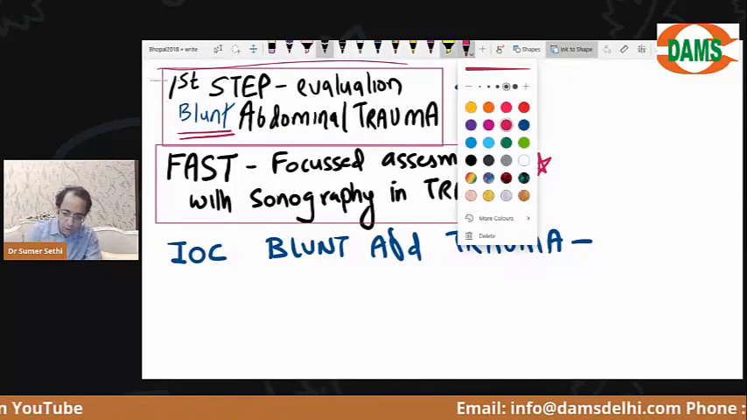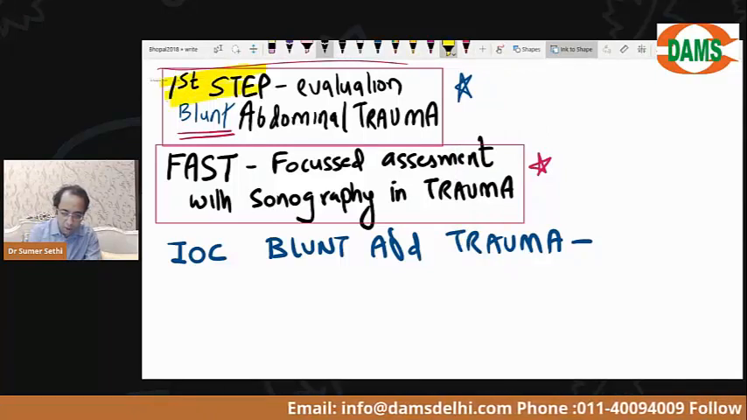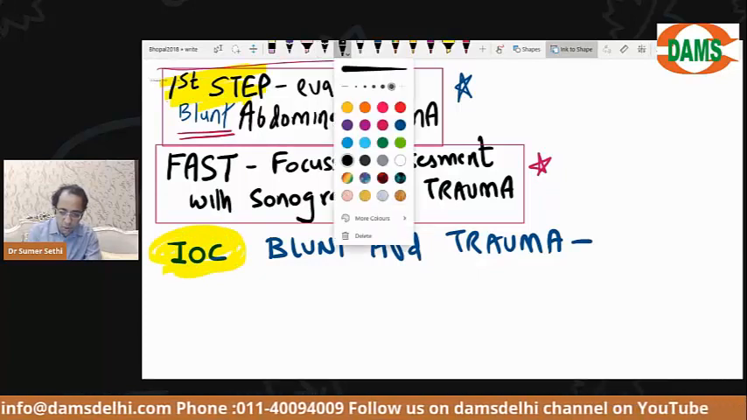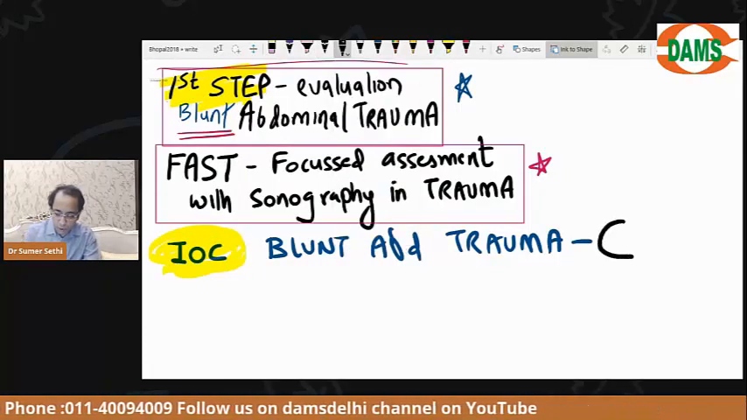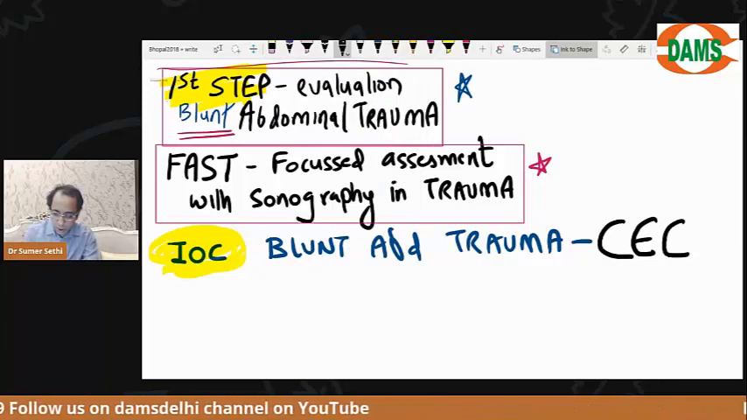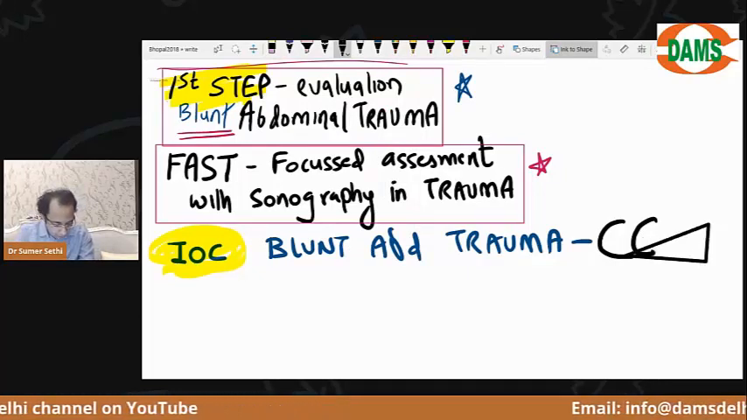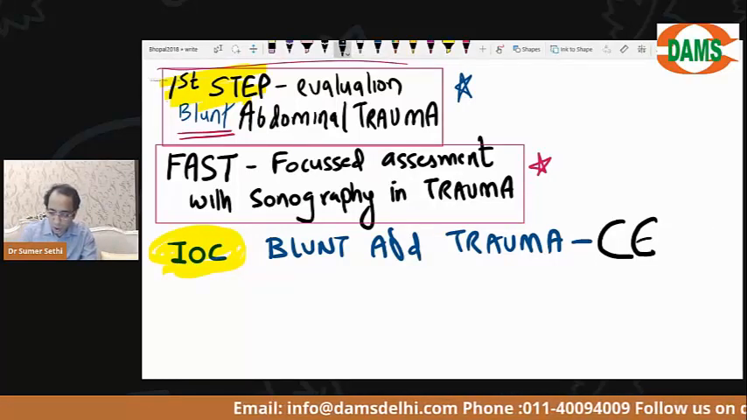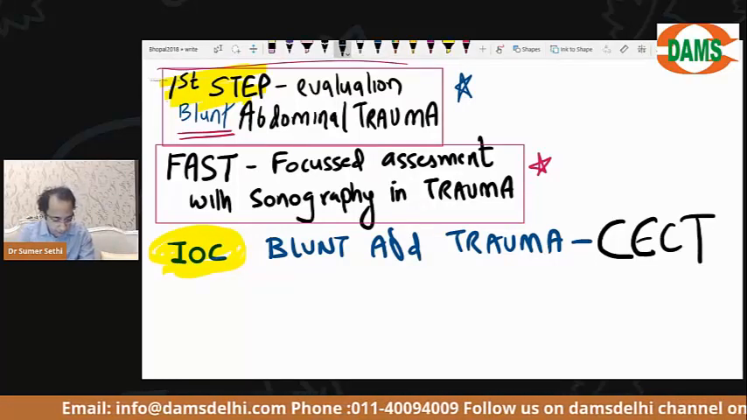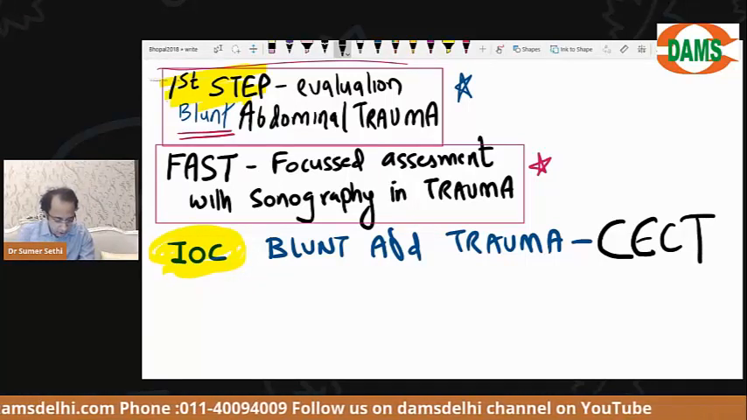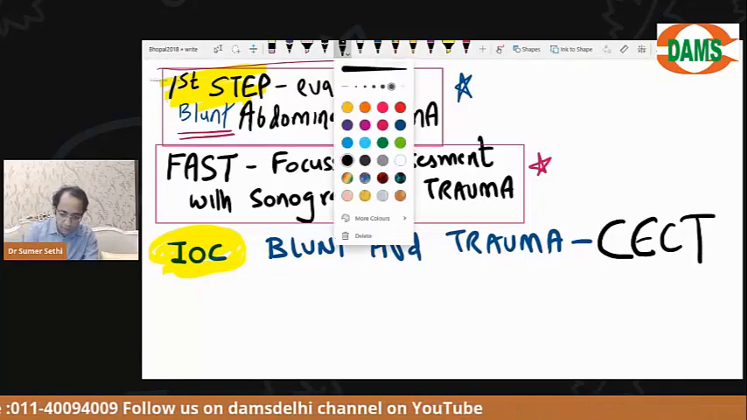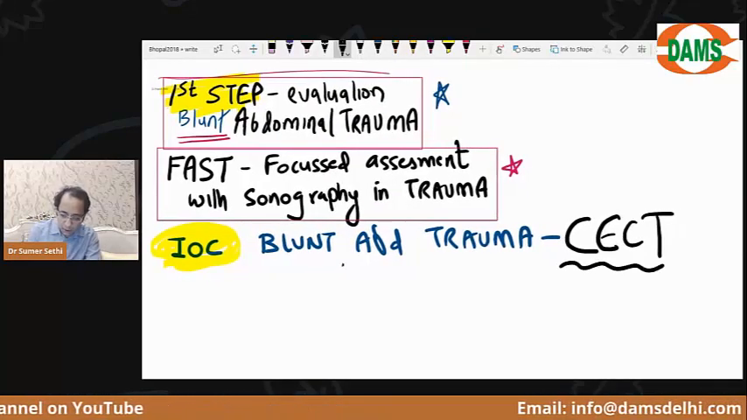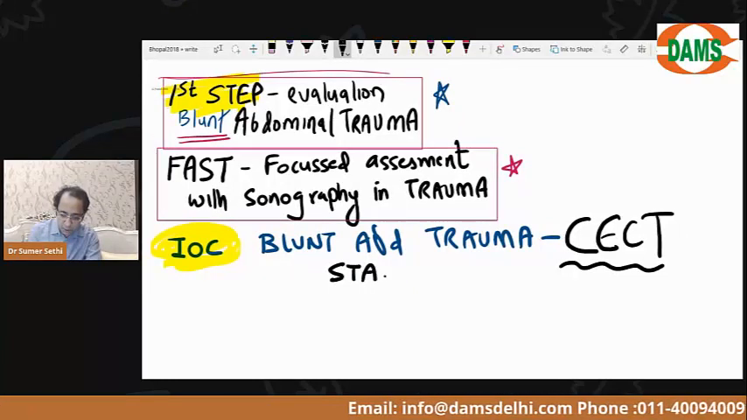The first question was, beta ji, first step. Now the question is investigation of choice. So the investigation of choice for blunt abdominal trauma is a contrast enhanced CT. Everybody clear? Everybody understands? But please notice, this can only be done if the patient is stable.